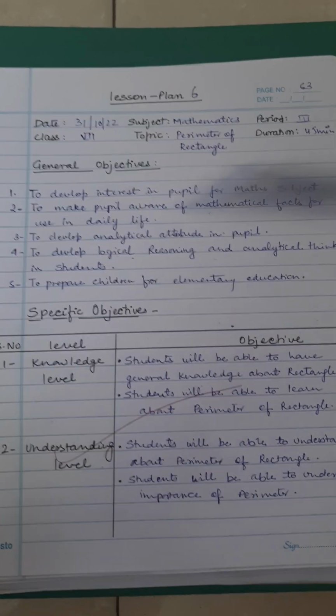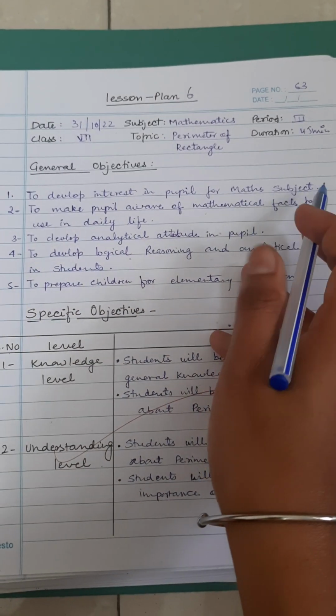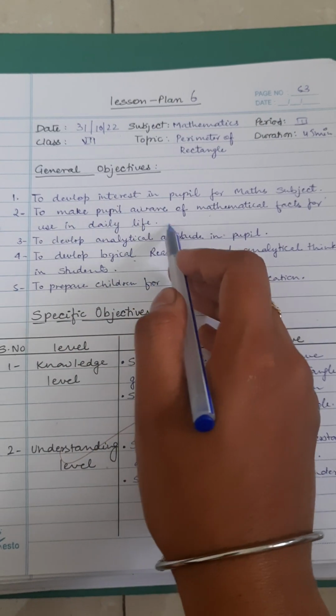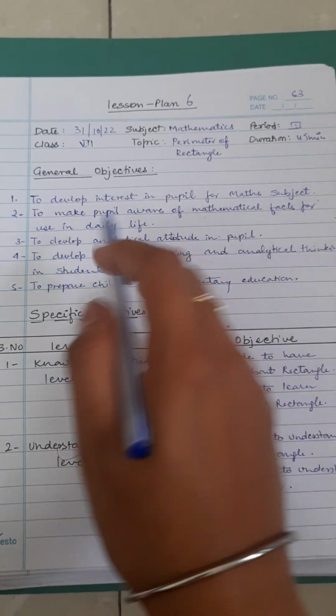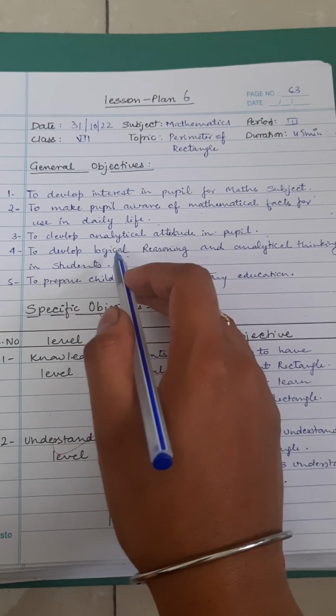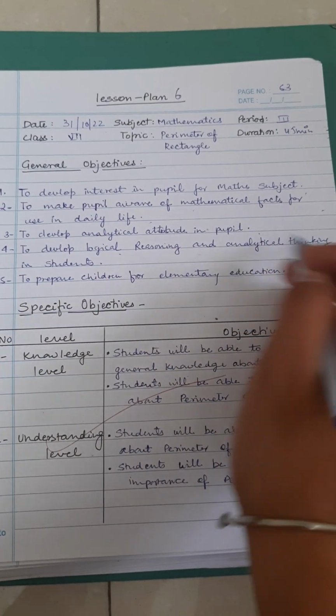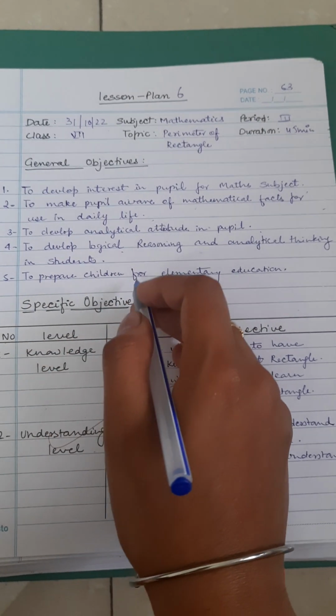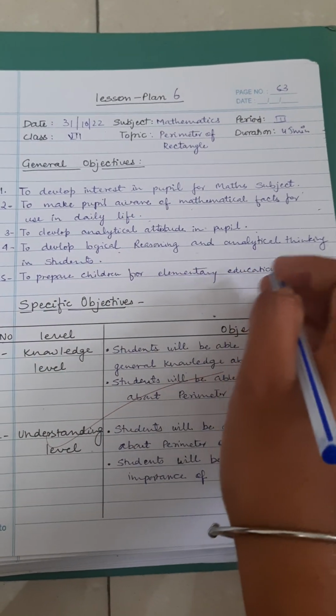So the general objectives here are to develop interest in pupils of the math subject. Second is to make pupils aware of mathematical facts for use in daily life. Third is to develop an analytical attitude in pupils, the fourth one is to develop logical reasoning and analytical thinking in students, and the fifth one is to prepare children for elementary education.